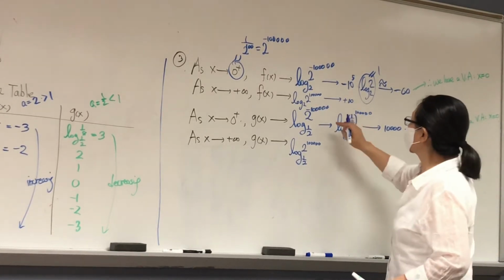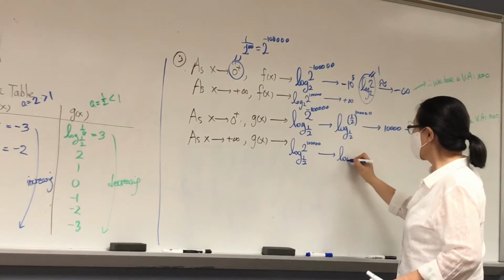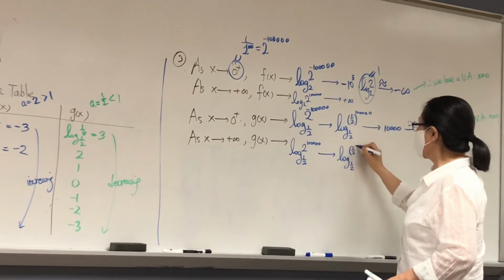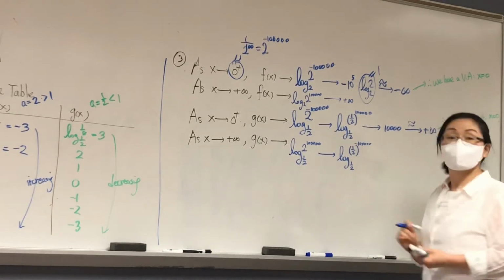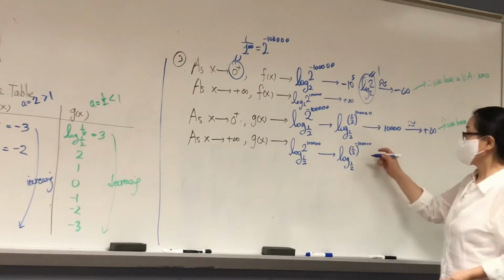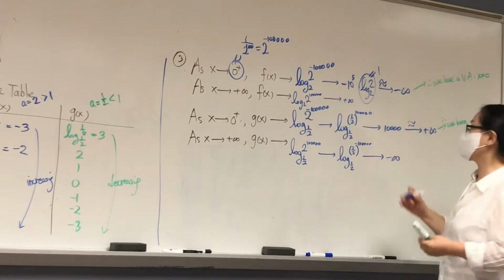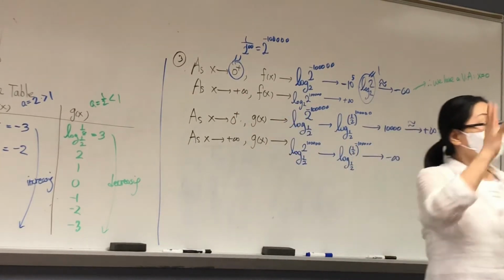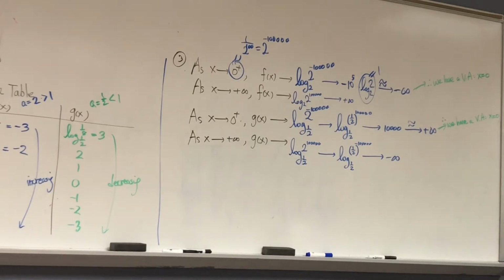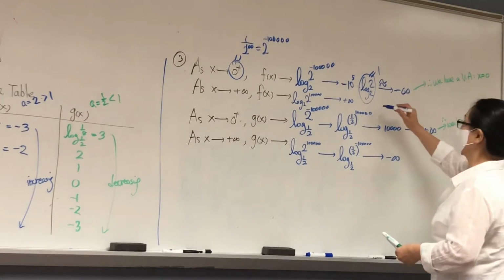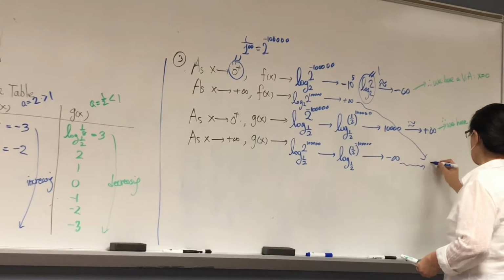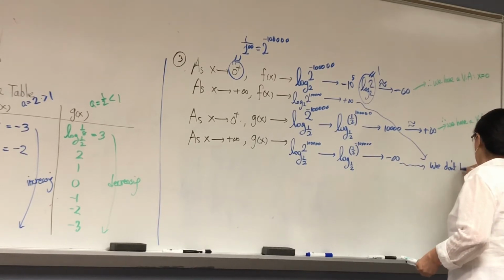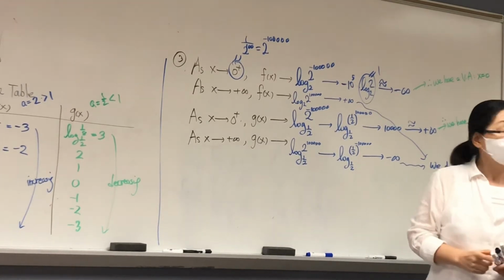Here, this one can be log base 1/2. I change it to 1/2, and then this one is this. Am I right? You understand? And then it goes to negative infinity. So here, the right-hand behavior doesn't go to a finite value, so you don't have a horizontal asymptote. Understand? So by this or this, we don't have a horizontal asymptote. Okay, let's go.